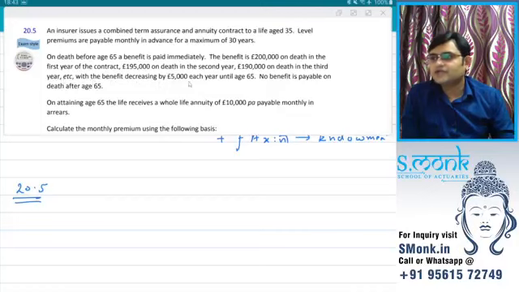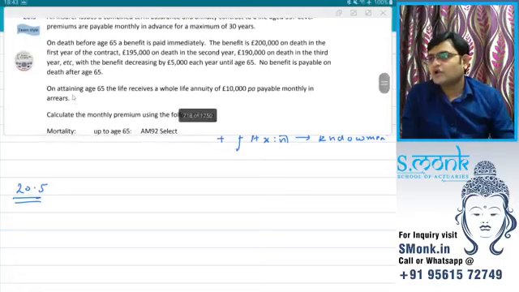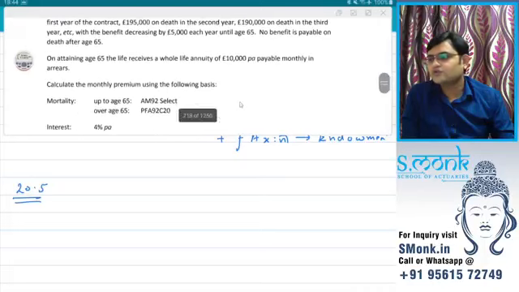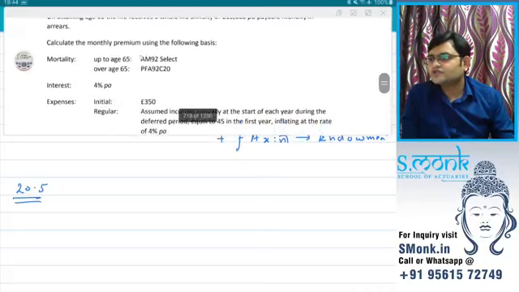The benefit decreases by 5,000 each year until age 65. No benefit is payable on death after age 65. On attaining age 65, the life receives a whole life annuity of 10,000 per annum payable monthly in arrears. Calculate the monthly premium using the following basis. So here you can see we have two different tables to take into account as well.